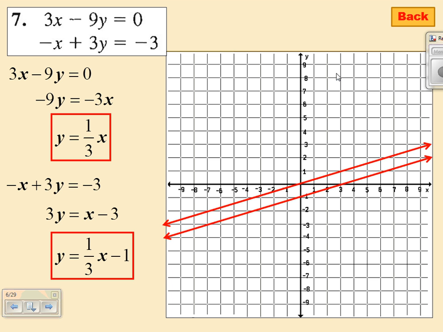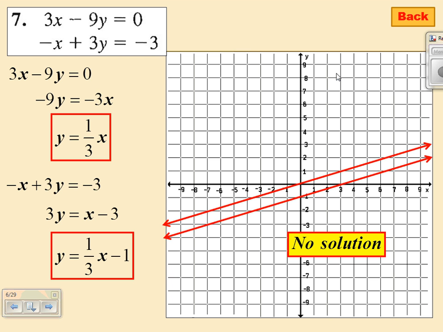What do you observe about both lines? They're both parallel. So if two lines are parallel, they do not intersect. So what is our solution for these lines? No solution. There's no intersection, therefore there's no solution that fits both equations.